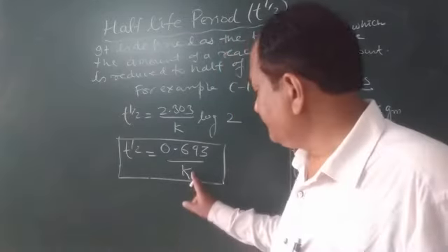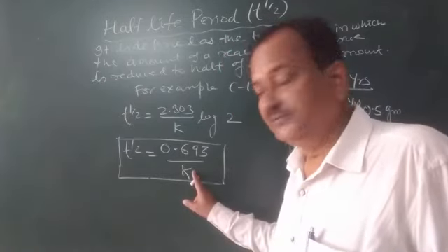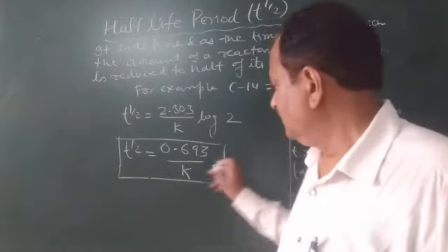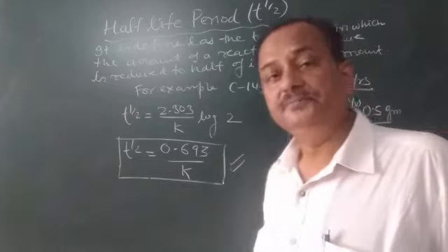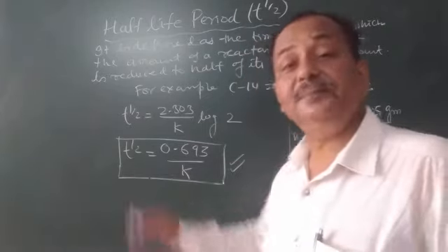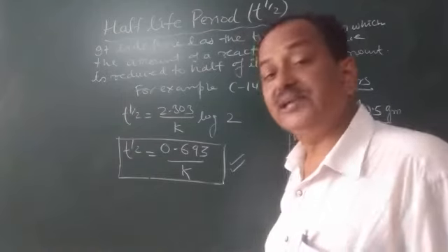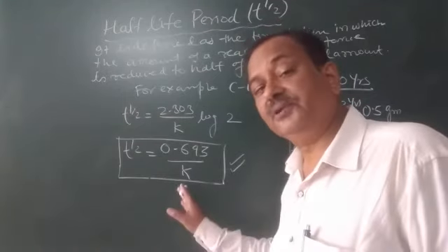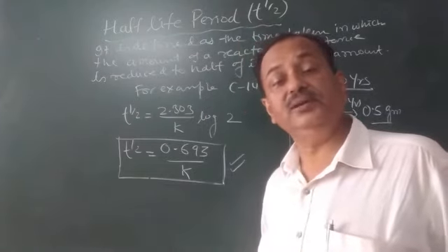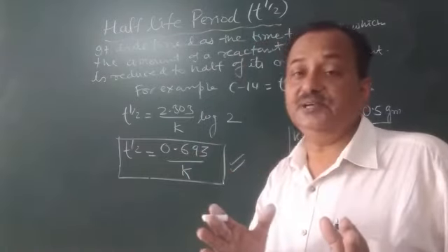So this half-life period can be determined for any order, and this is the formula to find out the half-life period. If the half-life period is given, we can also calculate the rate constant. And from the rate constant we can know whether it is a first order, zero order or any order reaction. So that's why it is very much significant.